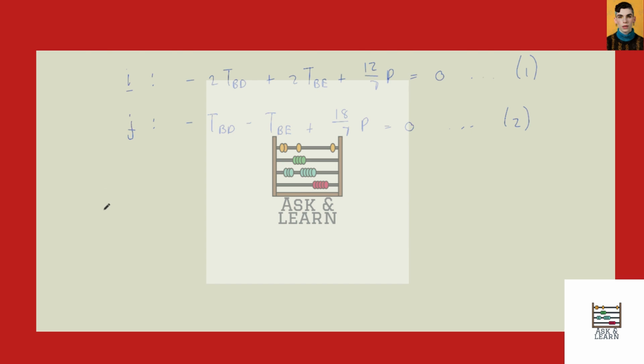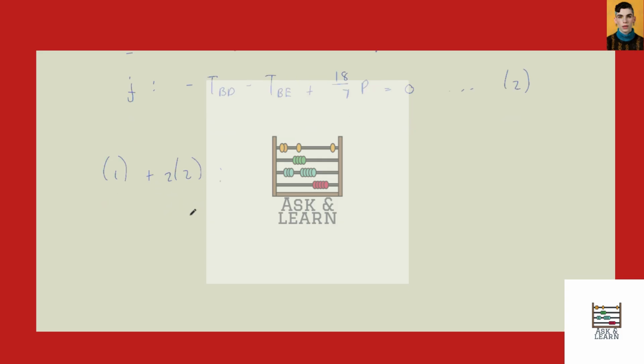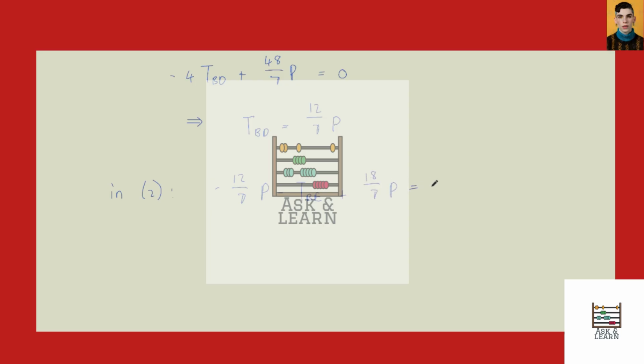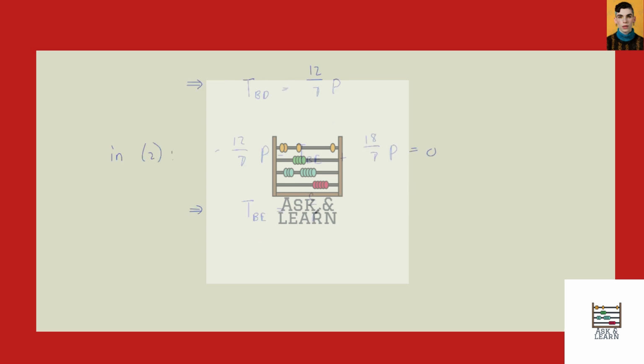Now, we take equation 1 and add it to twice equation 2, we get minus 4TBD plus 48 over 7 times P is equal to 0, which means we get an expression for TBD in terms of P. So TBD is equal to 12 over 7 times P. And if we go back into equation 2, we get minus 12 over 7 P minus TBE plus 18 over 7 P is equal to 0, which means now we can find TBE in terms of P. So TBE is equal to 6 over 7 times P.